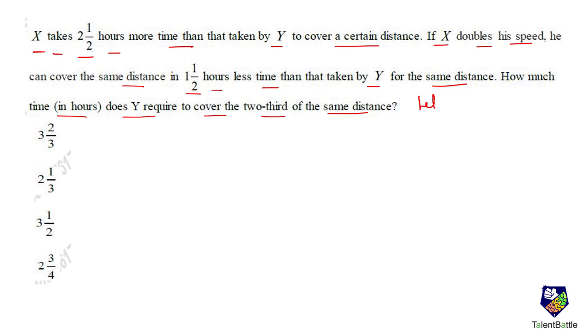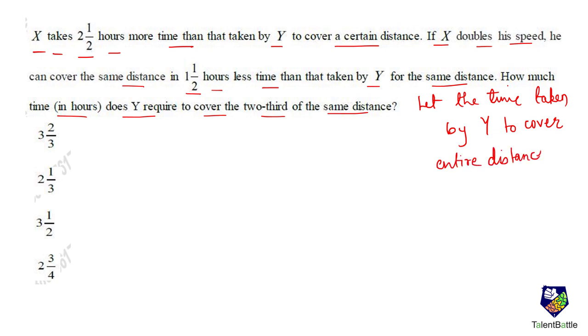Now let the time taken by Y to cover the entire distance be T hours. I'm not talking about 2/3 yet. Now, if you observe, X first takes 2.5 hours more, and in the second case, on doubling his speed, X takes 1.5 hours less than Y. In both cases, the distance is the same for X.